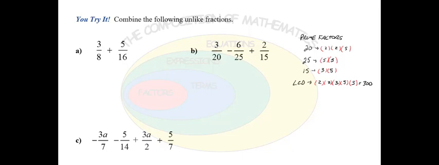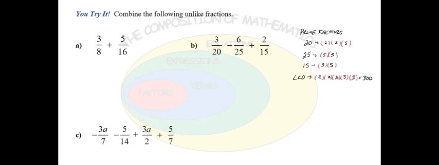All right, we're going to combine the following unlike fractions. So we want a common denominator, then again we'll write the fraction with that common denominator. The first problem, we have two terms. In this case, our common denominator is 16. So that's our first step. And then we want to write each fraction with the denominator of 16.